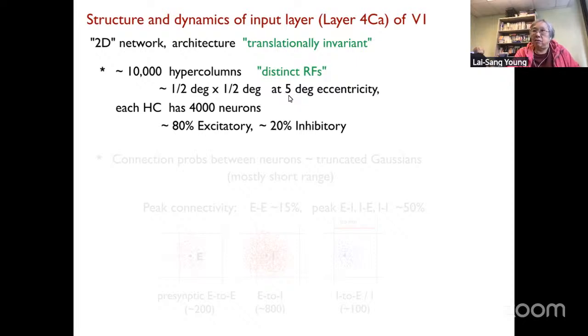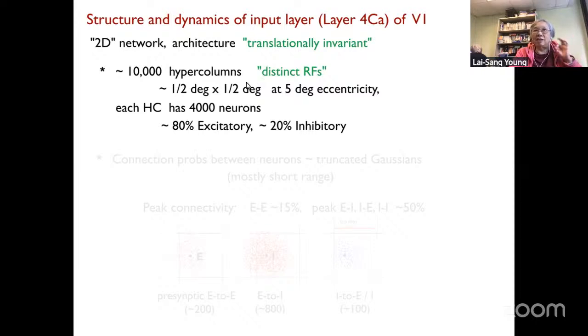And the receptive fields change in size. So at 5 degrees from the fovea, like your center of gaze, you move to the side a little bit by 5 degrees. It's roughly half a degree by half a degree for each receptive field, which is like the size of the moon when you look up at the moon.